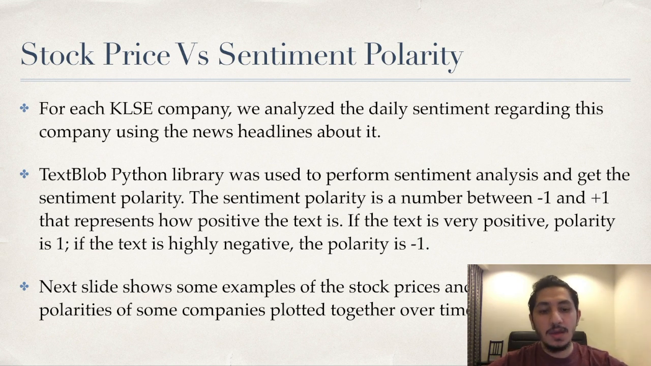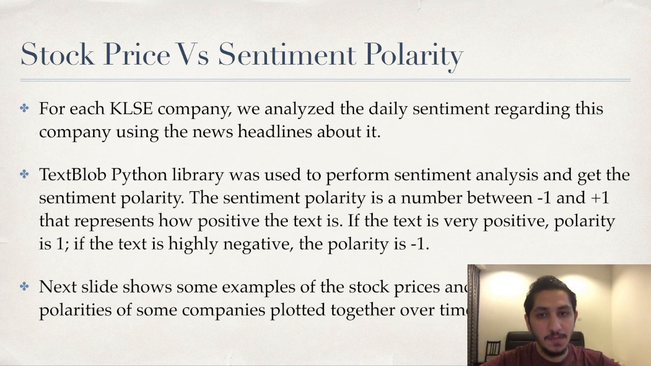Now that we have stock prices data and we have sentiment polarity data. Sentiment polarity ranges between -1 and 1. -1 means the sentiment is negative. For example, the sentence, this company is bad, has negative polarity. Polarity of +1 means positive polarity. So sentiment polarity ranges between -1 and +1.